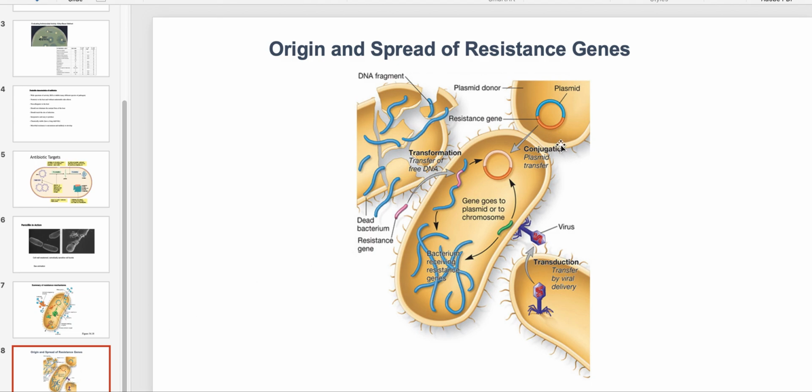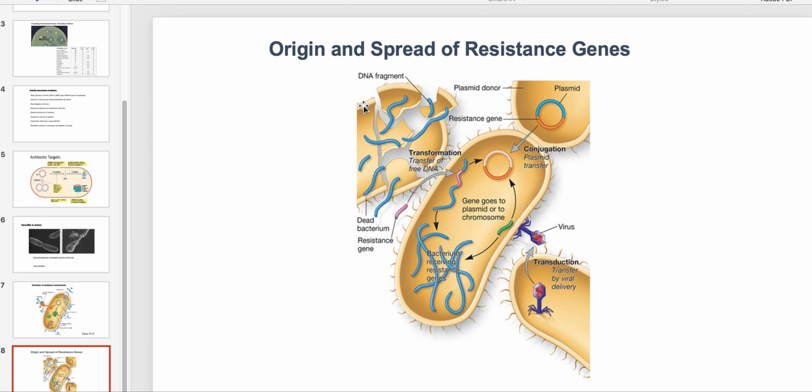And so one way they can do that is through conjugation. And so here's a donor bacterium that has this multi-drug resistant plasmid, and the microbes can actually mate through a mating pilus, where this plasmid is transferred through a pilus into the recipient. Now this recipient becomes resistant to the drug.